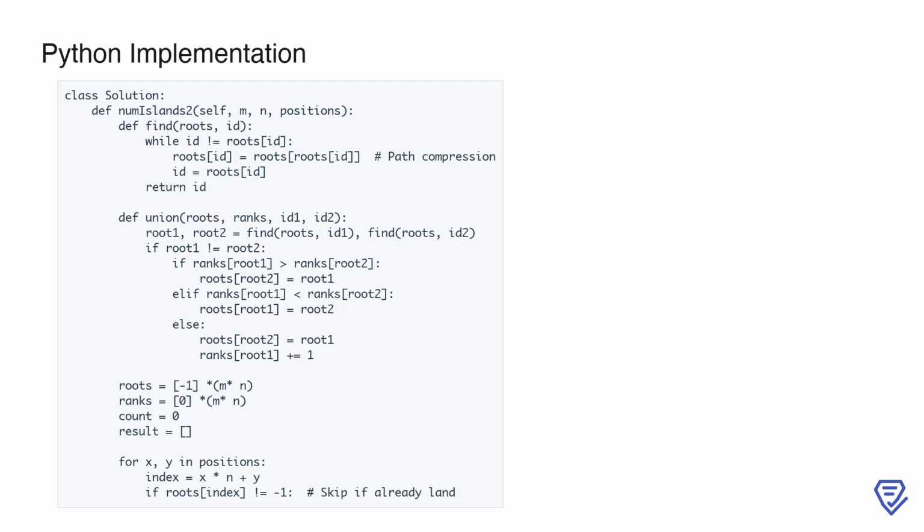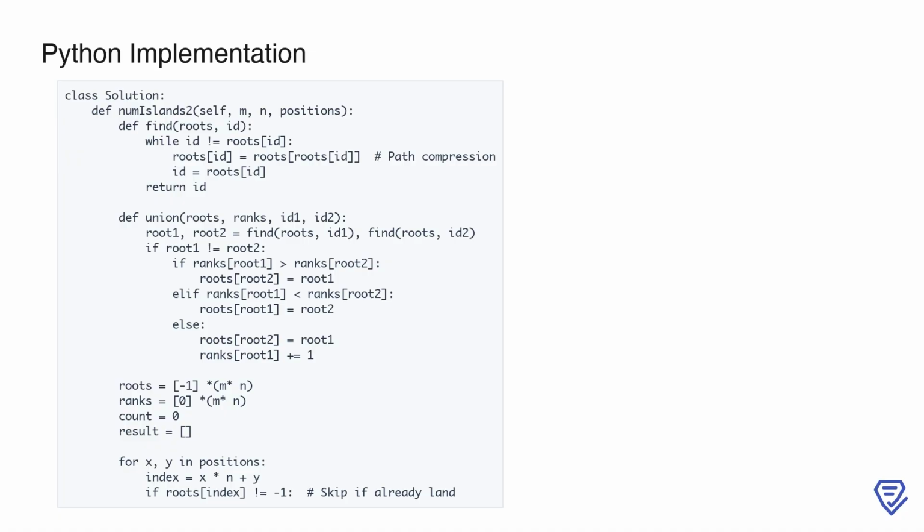Then, we initialize 2 arrays, roots, which tracks the parent of each cell, and ranks, which stores the rank of each root. Both are sized to accommodate all cells in the grid, with roots initially set to -1 to signify water. The variable count is initialized to 0 to track the number of islands, and result is an empty list that will store the island counts after each operation. Finally, we loop through each position in positions.